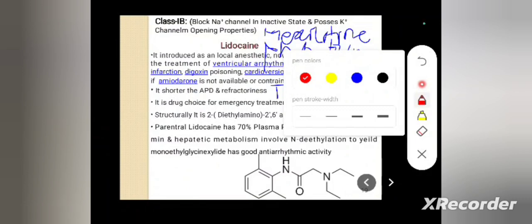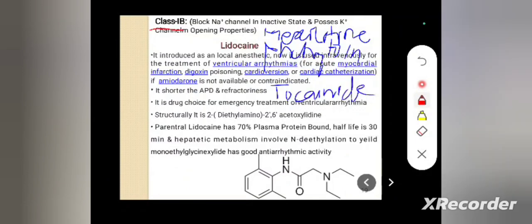The second subclass is class 1B. They block the sodium channel in the inactive state and possess potassium channel opening properties, so they can shorten the QT interval. Drugs of this class, for example lidocaine, mexiletine, phenytoin and tocainide, come under class 1B. They mildly block the sodium channels and possess potassium channel opening properties.